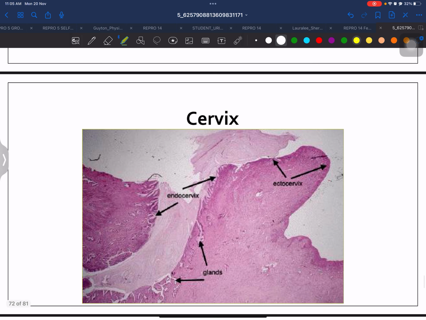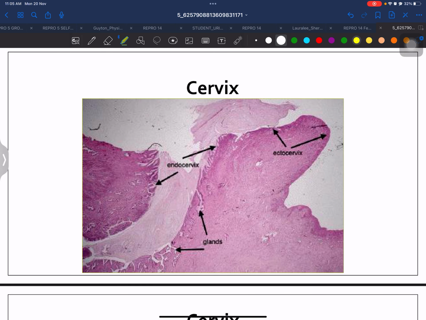So cervix dia ada dua part. Untuk mucosa dia ada endocervix and ectocervix. The endocervix has simple tall columnar cells, which are mucus secreting cells. For the ectocervix, dia punya epithelium is thick stratified squamous non-keratinized epithelium.